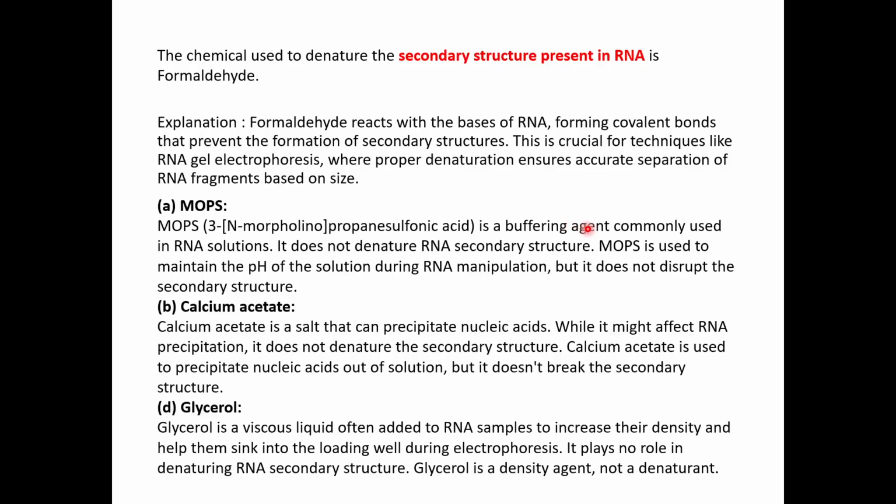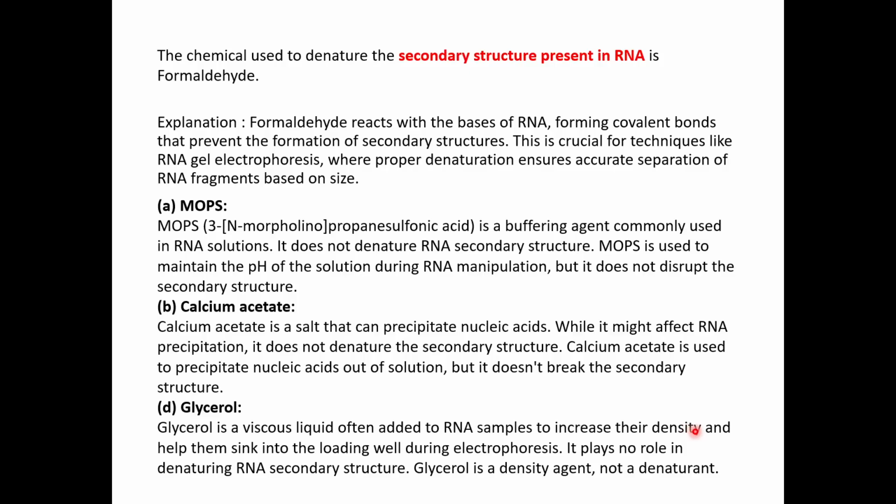MOPS is a buffer, so it is commonly used in RNA solution but not for secondary structure. It does not denature RNA secondary structure. It is used to maintain pH of the solution during RNA manipulation. Then calcium acetate is used to precipitate the nucleic acids. While it might affect RNA, it does not denature the secondary structure and it is not generally used for this. Then glycerol is a viscous liquid which is added to the sample to increase the density.